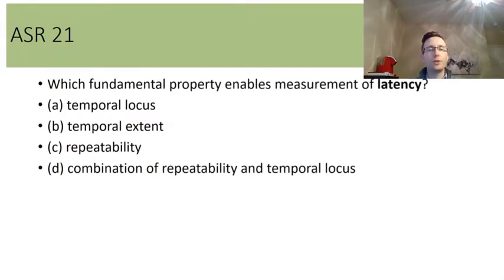ASR 21, which fundamental property enables measurement of latency? Is it A, temporal locus, B, temporal extent, C, repeatability, or D, a combination of repeatability and temporal locus?